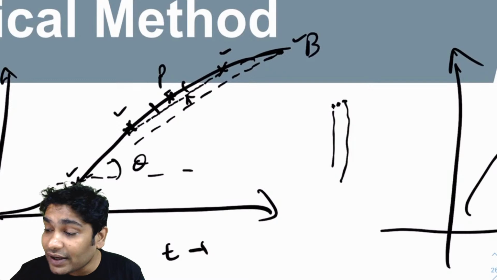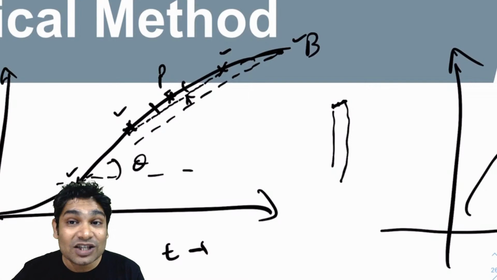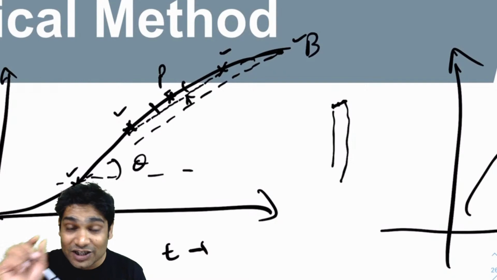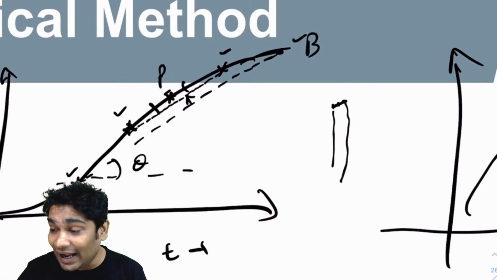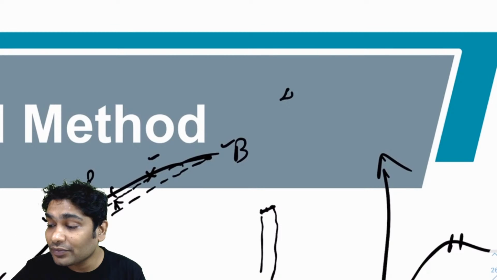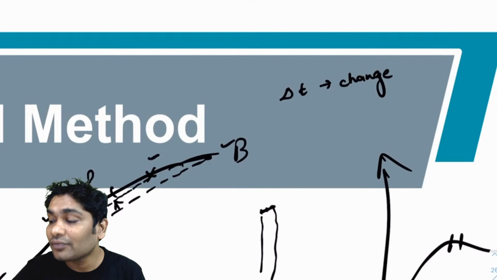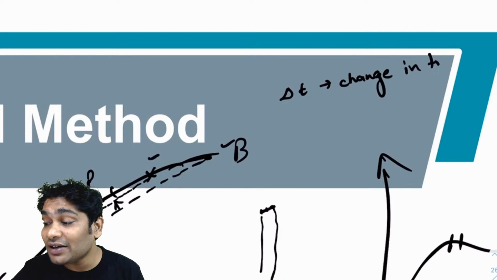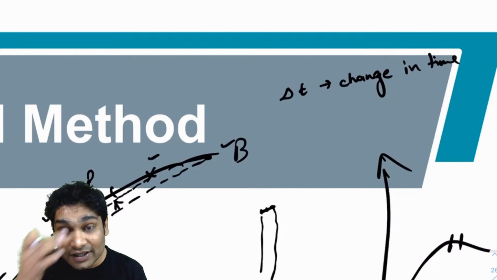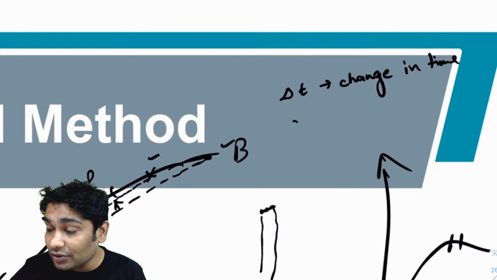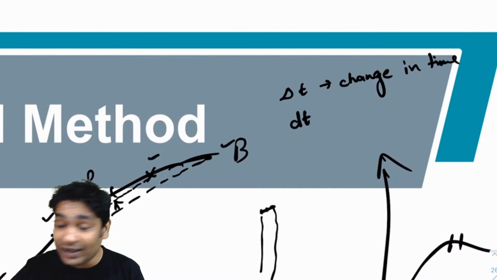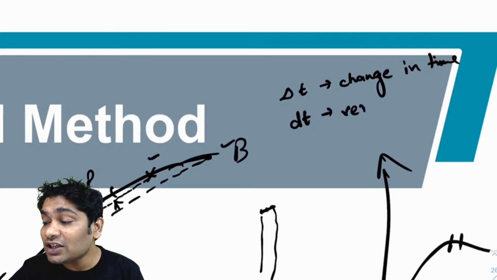So what you do is you take a small time gap, and in this small time gap you measure a small displacement. Delta t in general measures change in time. When you're trying to represent a very small change, we use another notation, which is dt. dt means a very, very small change in time.